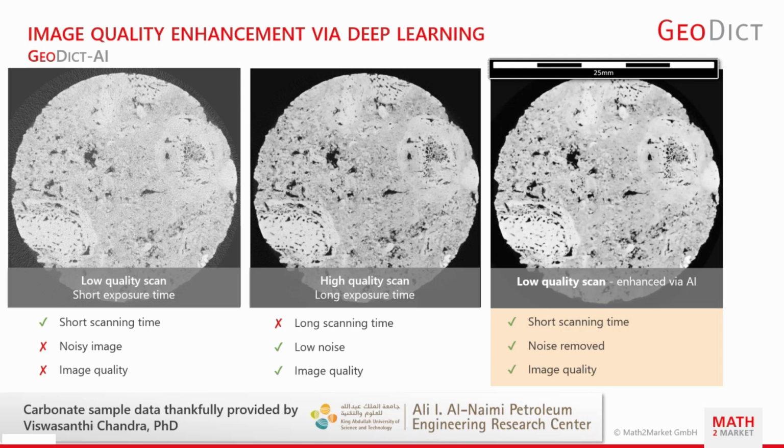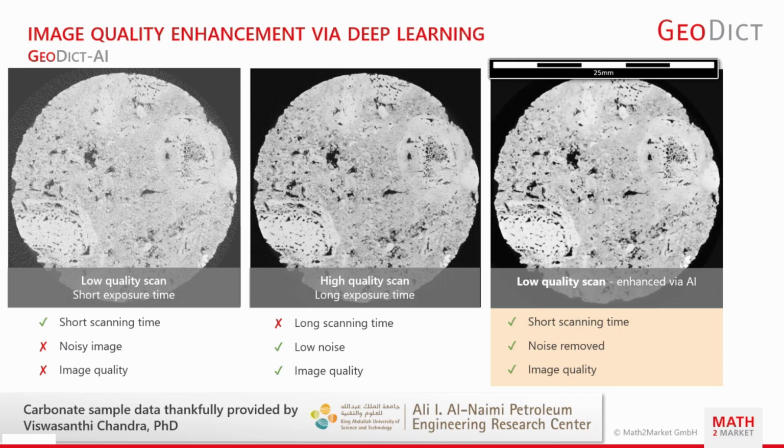If you start at the right-hand side of the slide, you can have a low quality scan with a short exposure time, and what it has going for it is that short scanning time, but the image comes out noisy and it's a low quality image. Or we could trade that off and have a long scanning time like we have in the middle, a high quality scan, which gives us the low noise and the high image quality, but now we're taking up all that time. The dream is to have all three: the short scanning time with the noise mitigated and the high image quality.